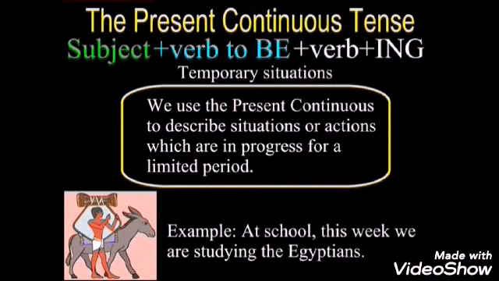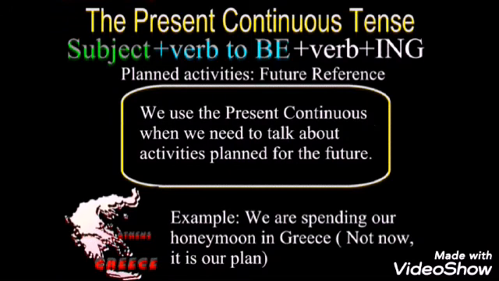The second use is temporary situations. We can use the present continuous to describe situations or actions which are in progress for a limited period. For example, at school, this week we are studying the Egyptians. So this is an action which is in progress.